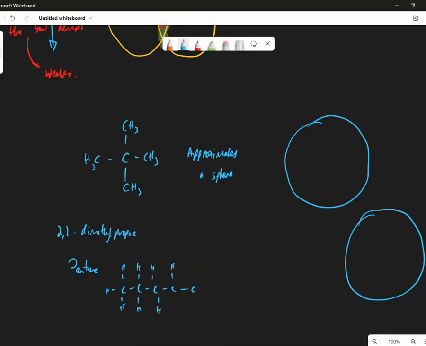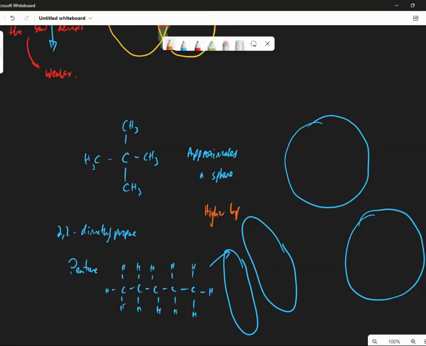Now they're isomers of each other. You probably know where I'm going with this. This one approximates a sausage, and this one approximates another sausage. Now, which one has a higher boiling point? Well, the pentane has a higher boiling point. This one has a higher boiling point, and this one has a lower boiling point.